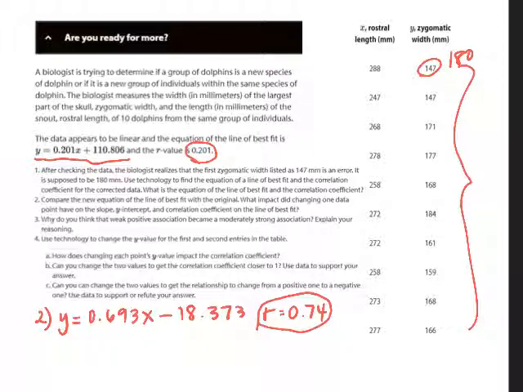Now what you want to do is use technology to change the y value for both the first entry and the second entry in the table. So how does changing each point's y value impact the correlation coefficient? If we raise the second 147, we're going to see an even stronger, or closer to 1, R value. And then it asks, can you change the two values to get the correlation coefficient closer to 1? The answer is yes. You want to go ahead and figure out how to go about doing that, trying different values. And then the last question, can you change the two values to get the relationship to change from a positive 1 to a negative 1?